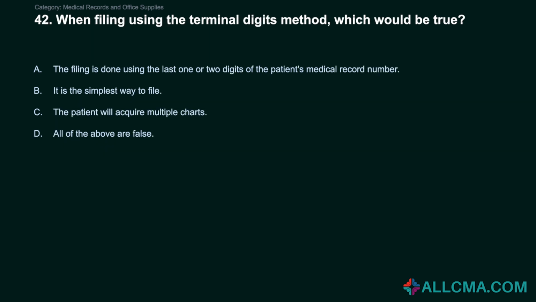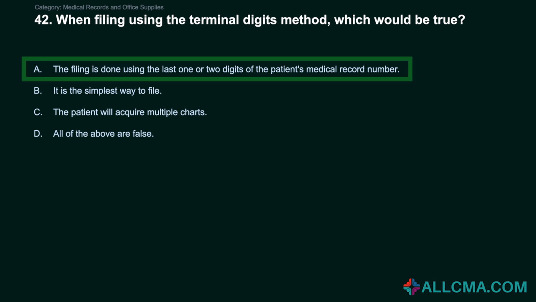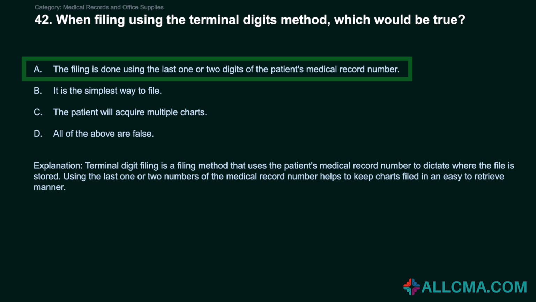42. When filing using the terminal digits method, which would be true? A. The filing is done using the last one or two digits of the patient's medical record number. B. It is the simplest way to file. C. The patient will acquire multiple charts. D. All of the above are false. Correct answer, The filing is done using the last 1 or 2 digits of the patient's medical record number. Terminal digit filing is a filing method that uses the patient's medical record number to dictate where the file is stored. Using the last 1 or 2 numbers of the medical record number helps to keep charts filed in an easy-to-retrieve manner.